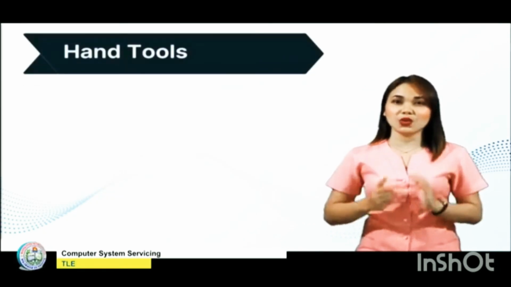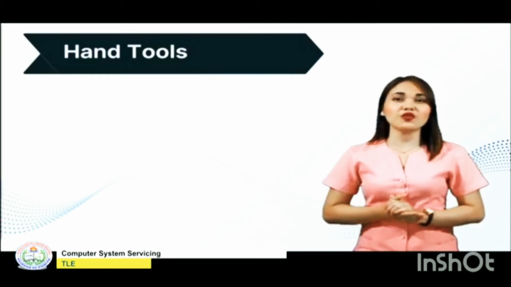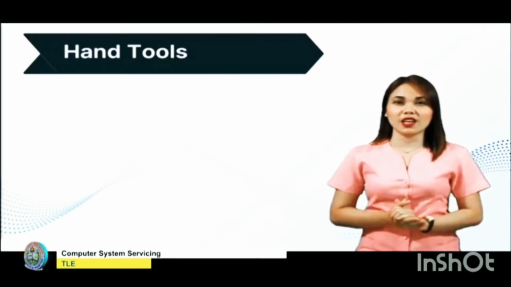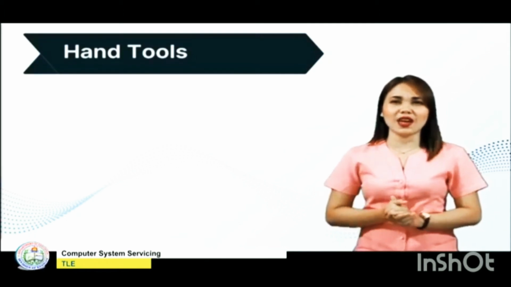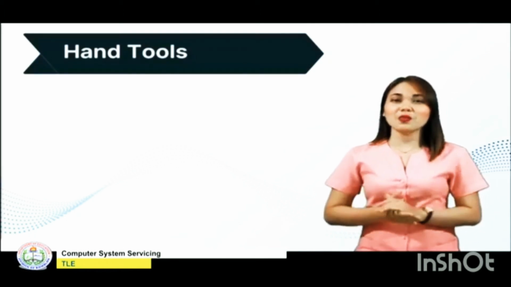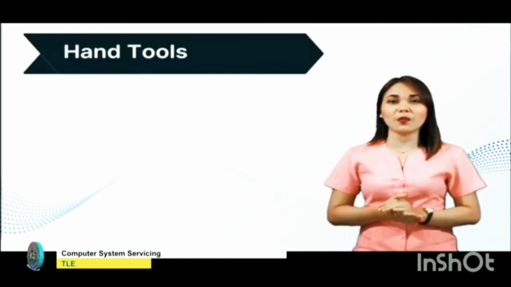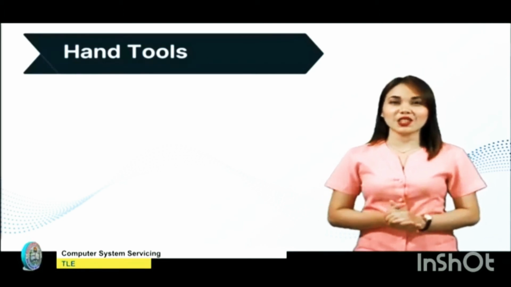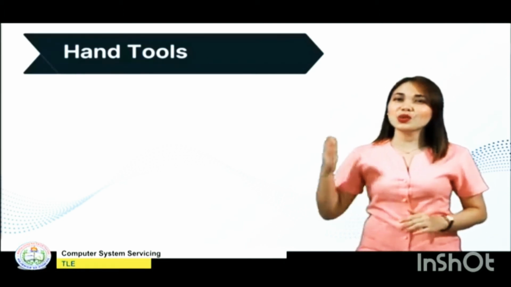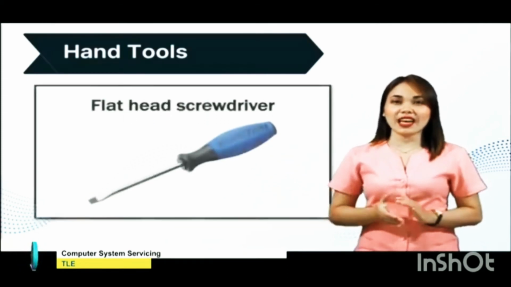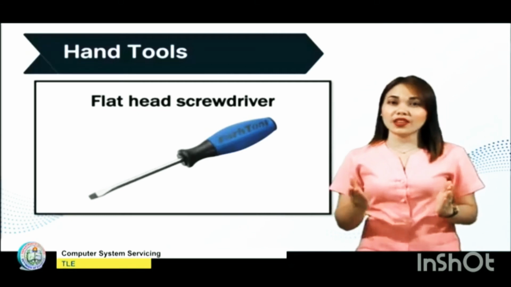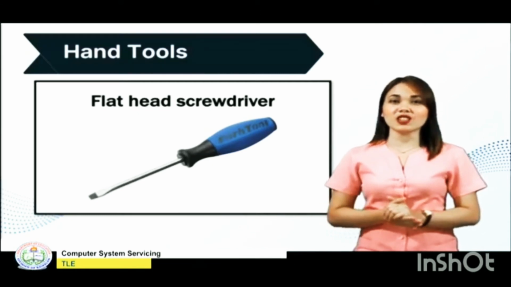Next, we also have the hand tools. A hand tool is a device for performing work on a material or a physical system that only requires the use of hands. Hand tools can be used manually or electrically powered using electrical current. Hand tools include the following. We have the flathead screwdriver. We use this to loosen or tighten slotted screws.